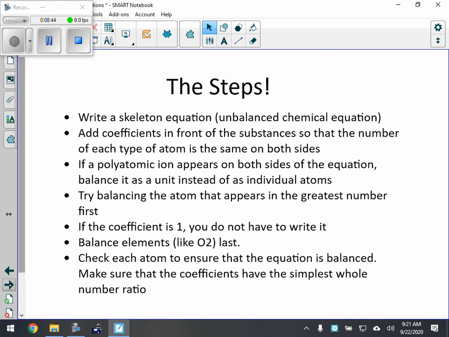So what are the steps to writing a balanced chemical equation? Well, it says here, write a skeleton equation, an unbalanced chemical equation. Add coefficients in front of the substances so that the number of each atom on both sides is balanced. Try balancing the atoms with the greatest number first. If it's a polyatomic ion on both sides, balance it as a unit. So balance the entire ion instead of trying to do what we just did.